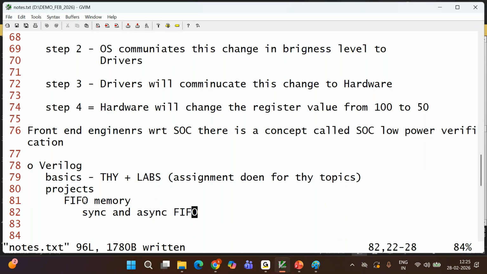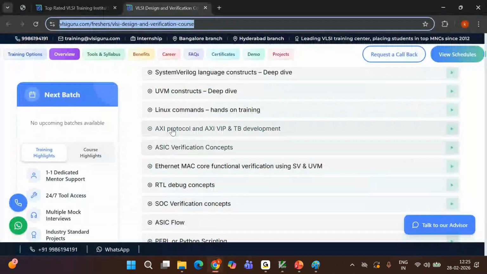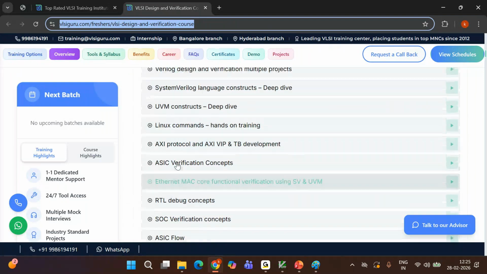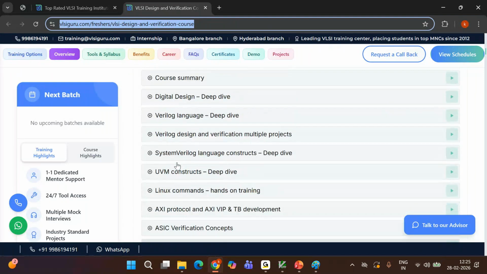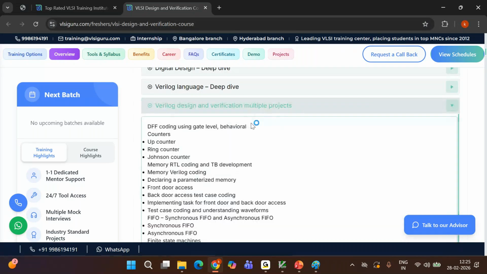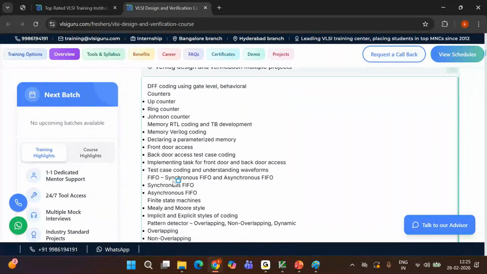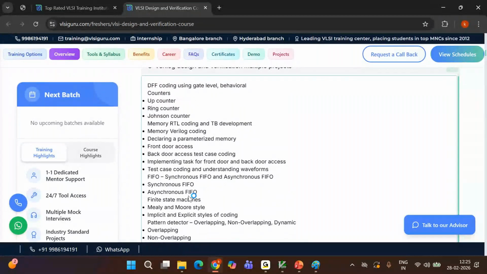Understood? Okay. So one example I just gave you here. If you go through these projects, this is a deep dive of Verilog: Verilog design and verification using multiple projects. You have counters, FIFO, synchronous FIFO, asynchronous FIFO, and finite state machines. How do you implement state machines in Verilog?